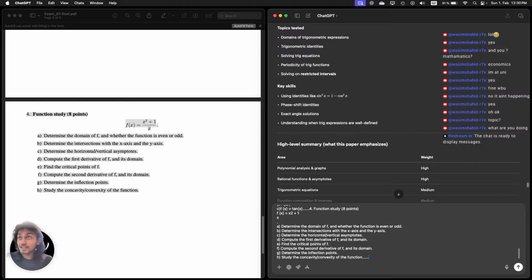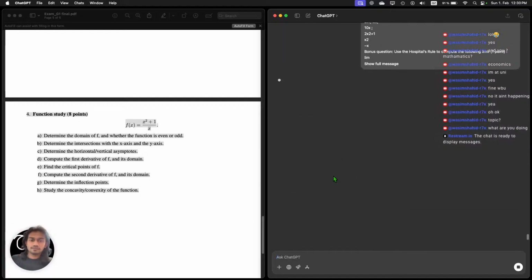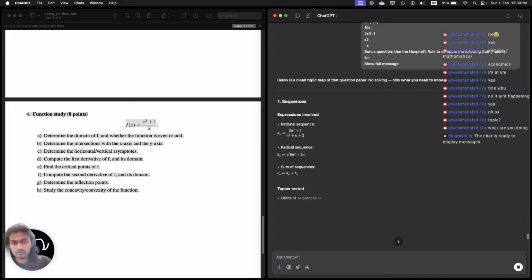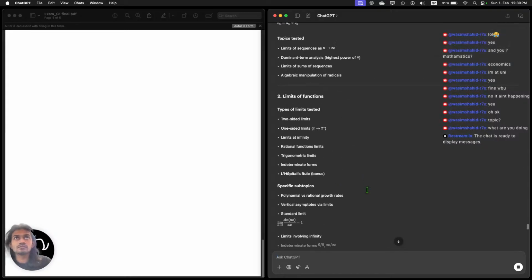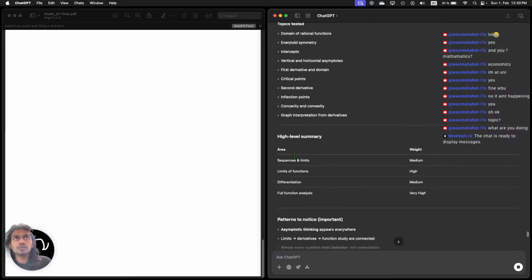LOL. I'm guessing the LOL is for economics, like reading out the meaning of economics. Can you let me know what are topics involved in this question? We got sequences and limits, limits of function, differentiation, full function analysis.